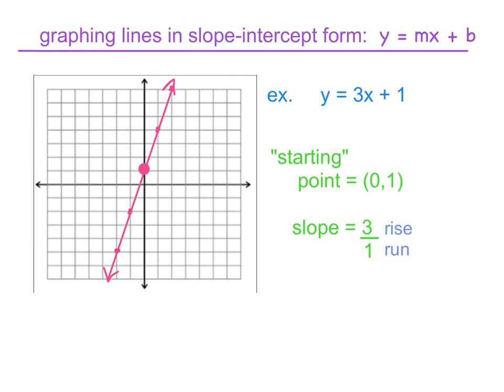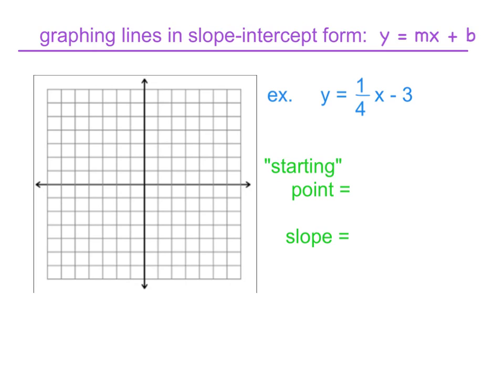So they could both be on the same side of the y-axis, but I think it's better if you try to get at least 1 on each side of the y-axis. And there you have it. We just graphed a line in slope-intercept form.